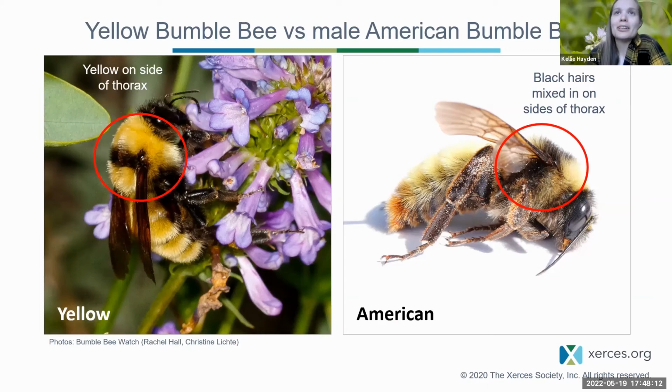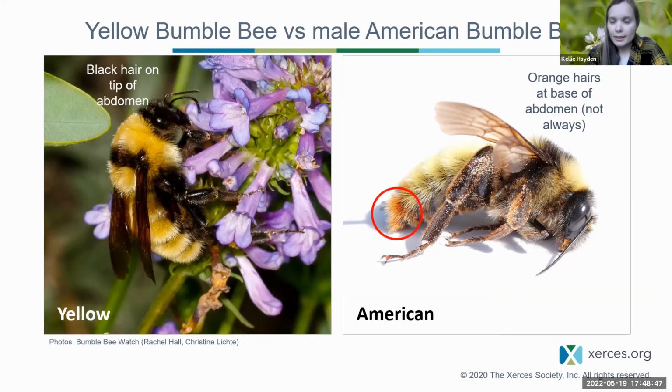So if you survey later in the season, you might come across male American bumblebees, and they can look similar to Bombus Mixtus, the yellow bumblebee. What really sets them apart is that Bombus Mixtus has that yellow on the side of the thorax. It just looks kind of crisp, kind of neat. And then on male American bumblebees, they'll have kind of that cloudy look to them. They'll have the black hairs mixed in with the yellow hairs on that side of the thorax.